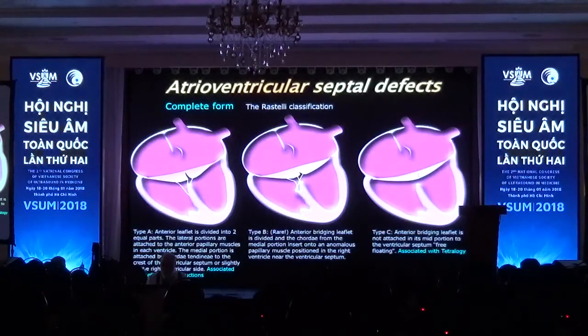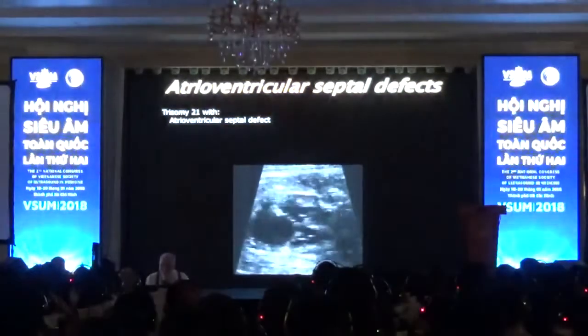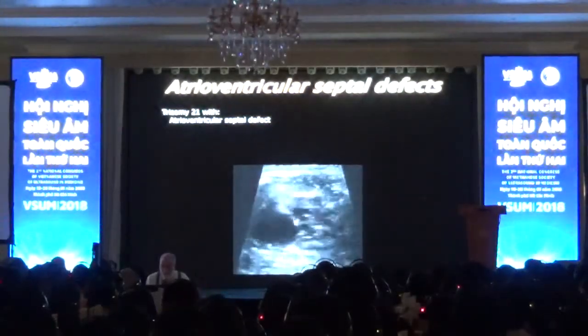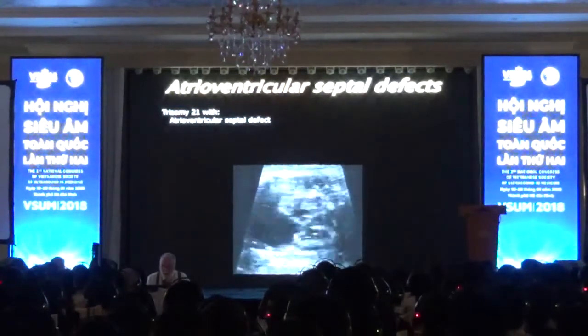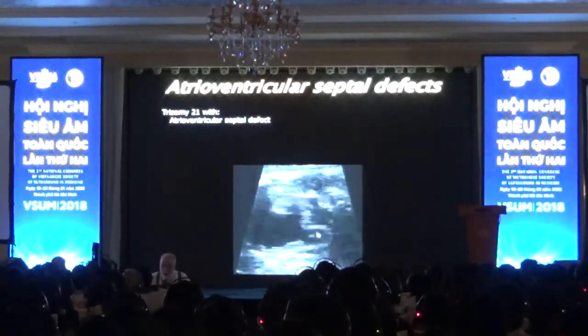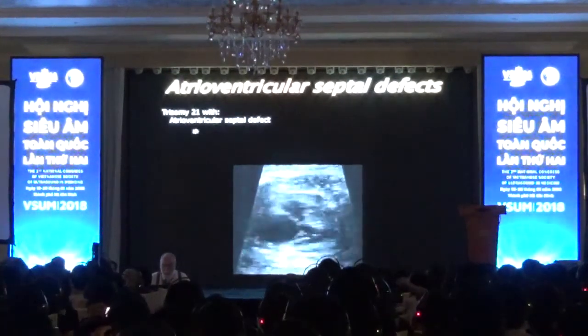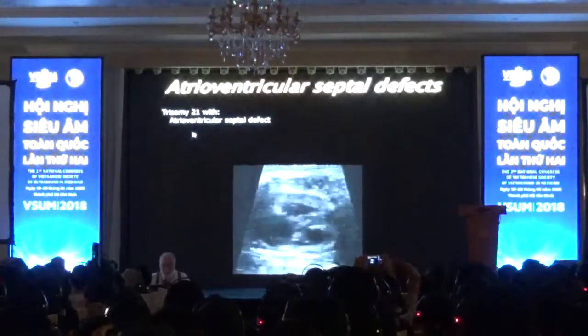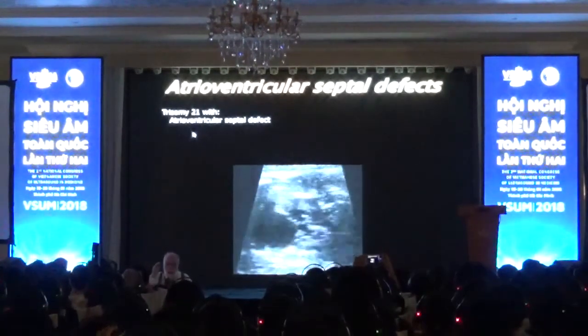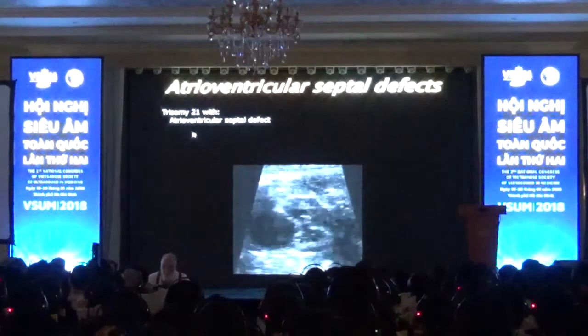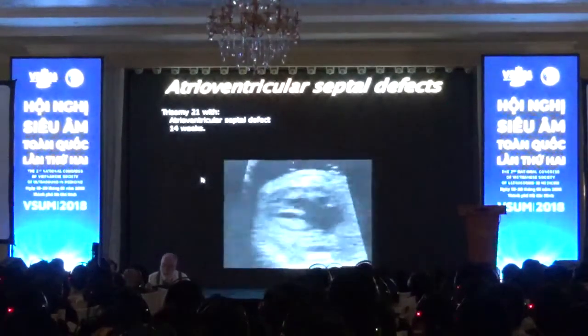So you can see a leaflet and no corded tendon going to the interventricular septum, and this is the one that is associated with the tetralogy of Fallot. So here we have a large septal, large leaflet. You see it's attached here on the side of the septum. This is the complete form in a baby who has trisomy 21. So you find atrioventricular septal defect, the complete form. The predominant thinking you have is with trisomy 21.